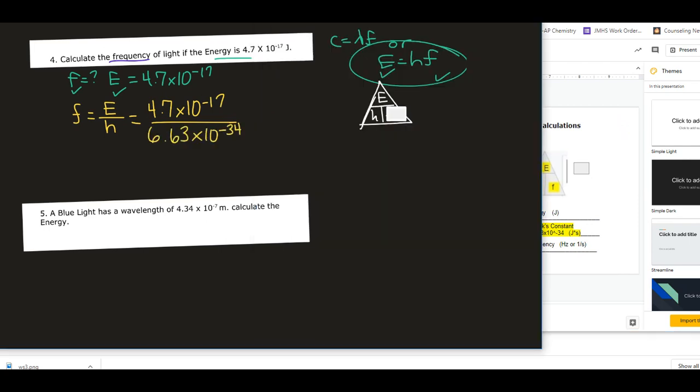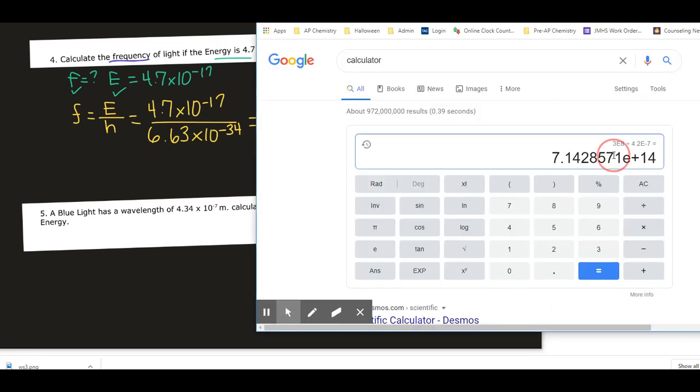So that's a constant. And now we're going to type these into our calculator. And when you type it into your calculator, the way that we were in the other problems, we would be typing in 4.7 E negative 17, and we're going to divide 6.63 E negative 34. And we end up getting this value.